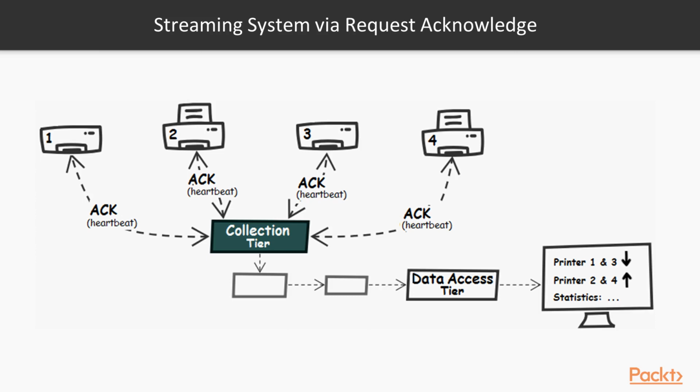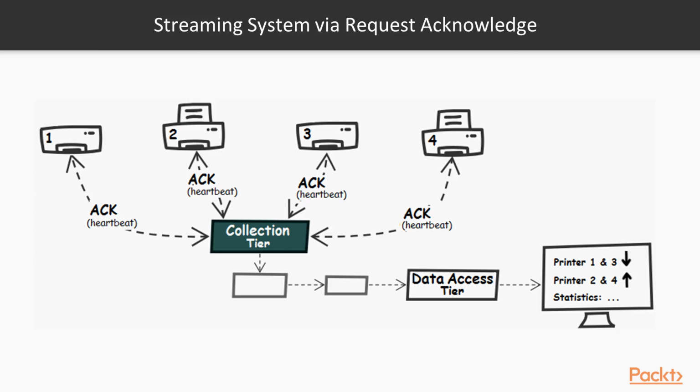At first request, which doesn't contain an acknowledgement, the collection tier responds with an acknowledgement that uniquely identifies that printer. At next requests, the printer will add the acknowledgement as well, so the collection tier knows exactly from which printer it just received the status. Now, by grouping the status data by printer, we can easily isolate the status trend of each printer over time and provide different stats, like which is the most used printer in the printing center.